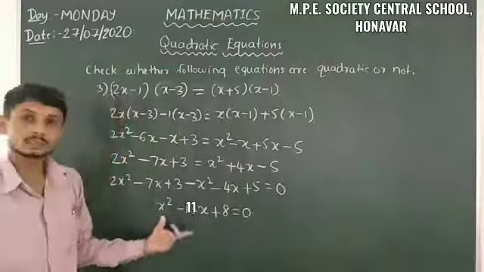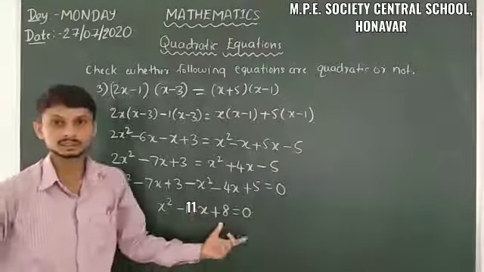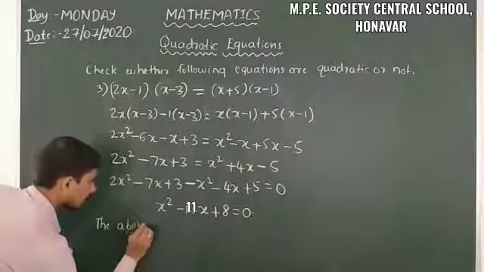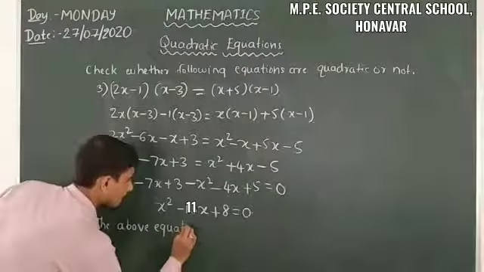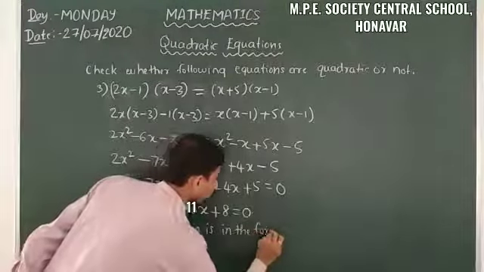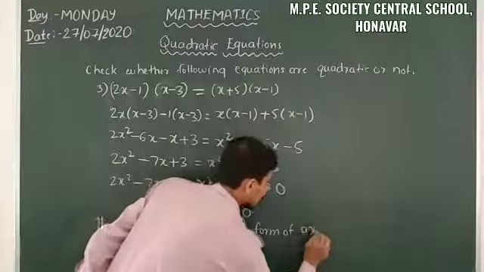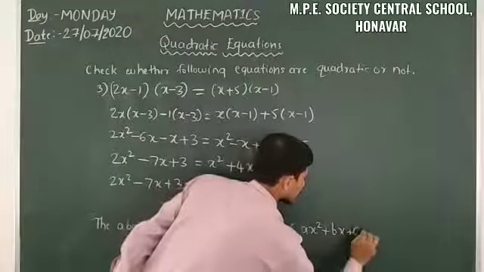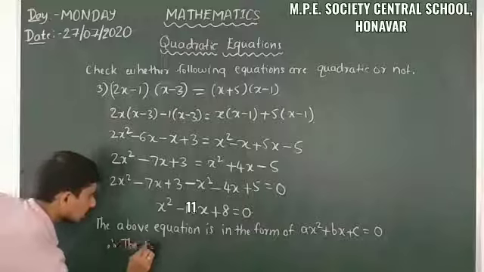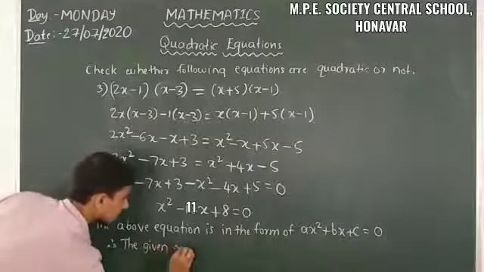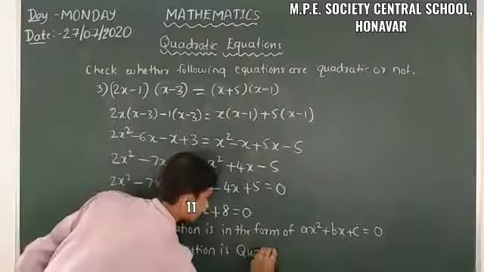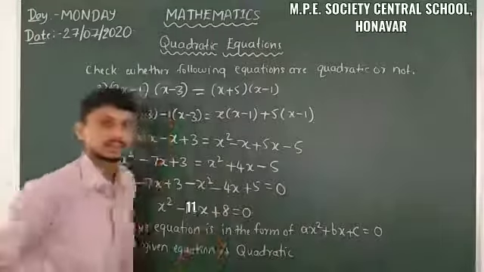So this equation is in the form of ax square plus bx plus c is equal to 0. That means the above equation is in the form of ax square plus bx plus c is equal to 0. Therefore the given equation is quadratic. The given equation is quadratic here.